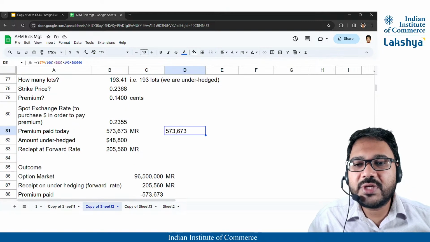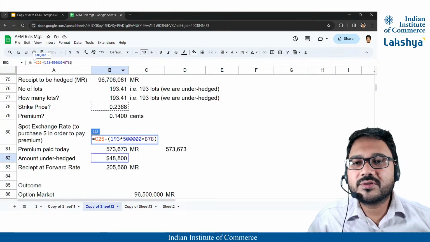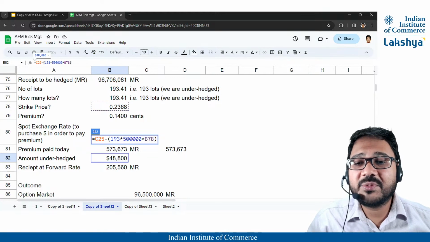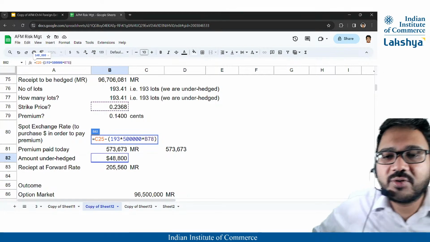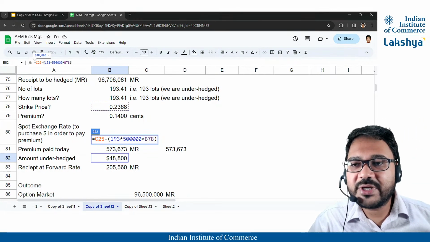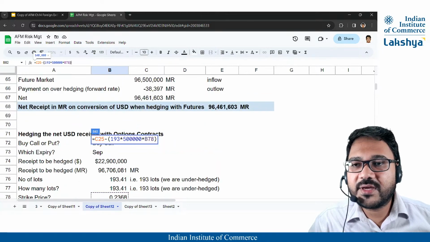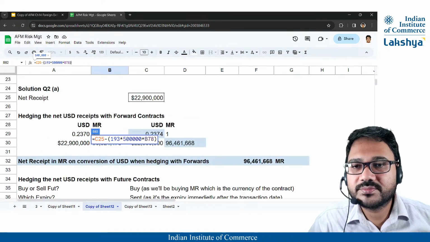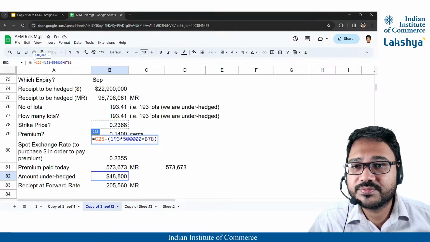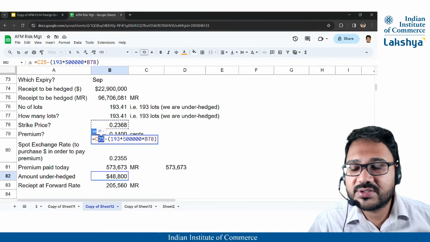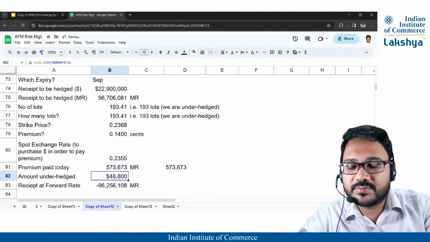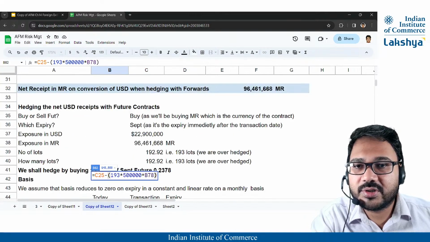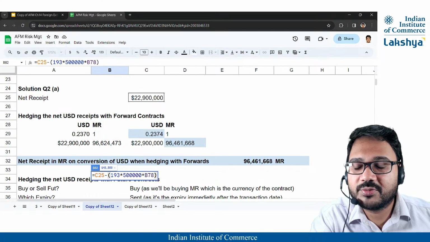Now the amount which we are under hedging, right? Since we are executing 193 lots and not 193.41, that means we are under hedging. How much? So that is C25. C25 is, or actually we could have just taken C74, because I've put it over here, but yeah, let's just bring it over here. Let's change it to C74. C25 is your, yes, 22,900.